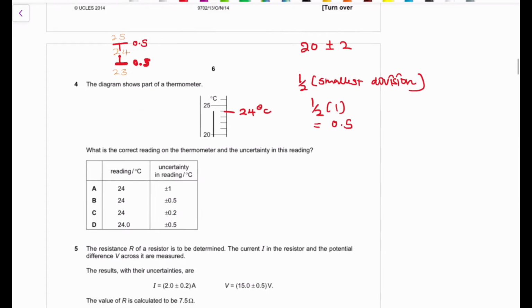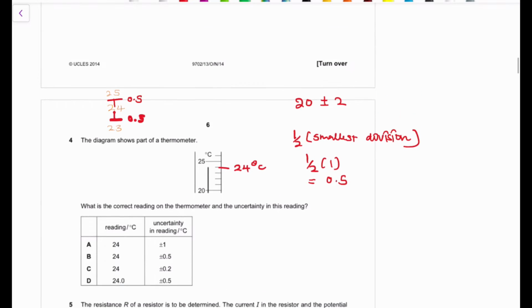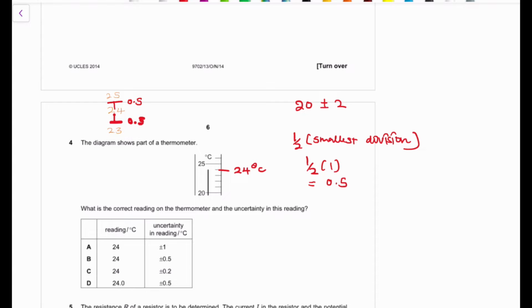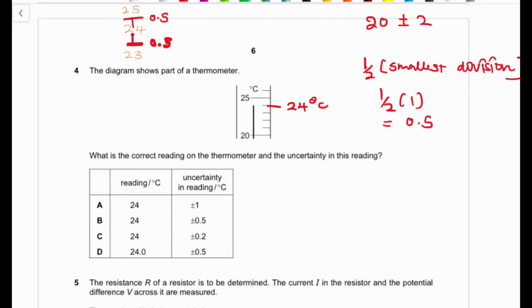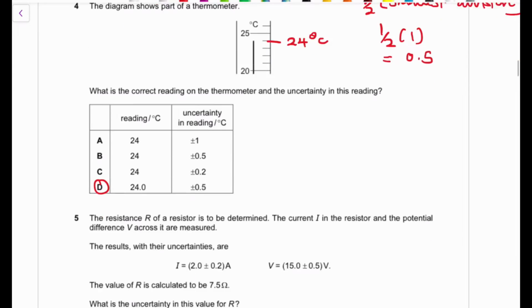So just remember, the key takeaway here: whenever you're given an instrument, 1/2 of the smallest division has to be the uncertainty that you're going to need. Get that, guys? So the answer is going to be D. Why? Because it's 0.5, which is half of the smallest division.